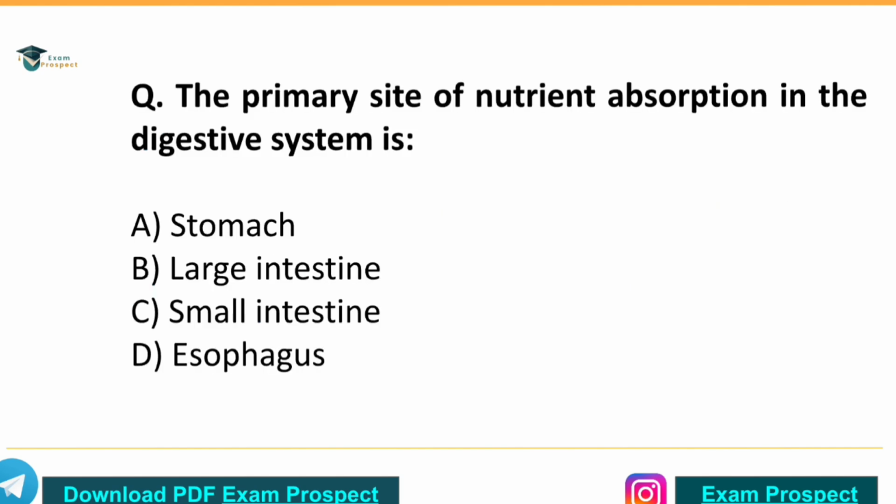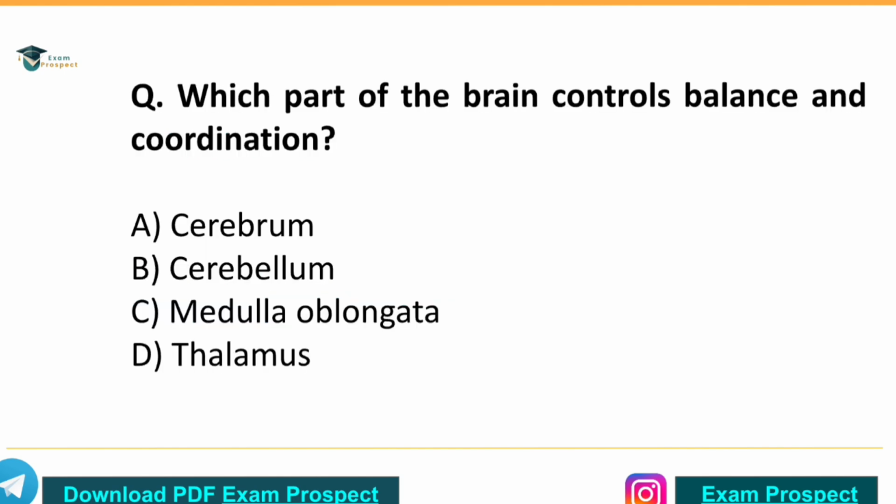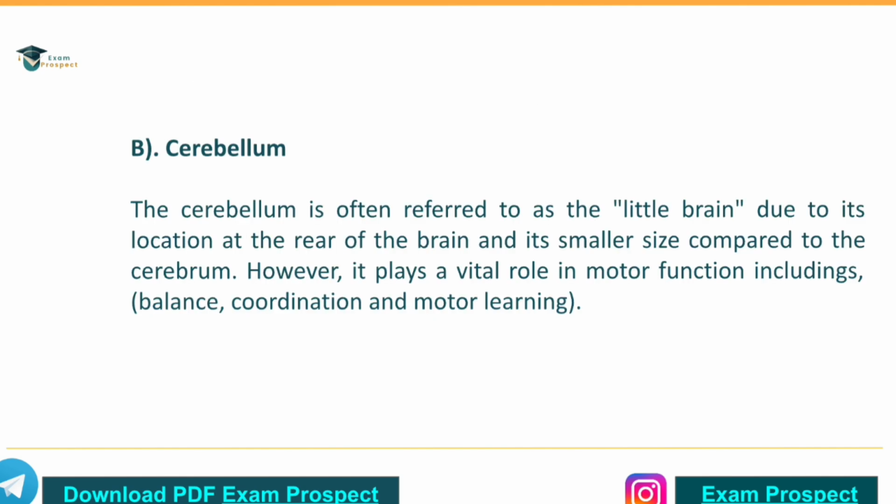Next question. The primary site of nutrient absorption in the digestive system is? Correct answer is option C, small intestine. Next question. Which part of the brain controls balance and coordination? Correct answer is option B, cerebellum.